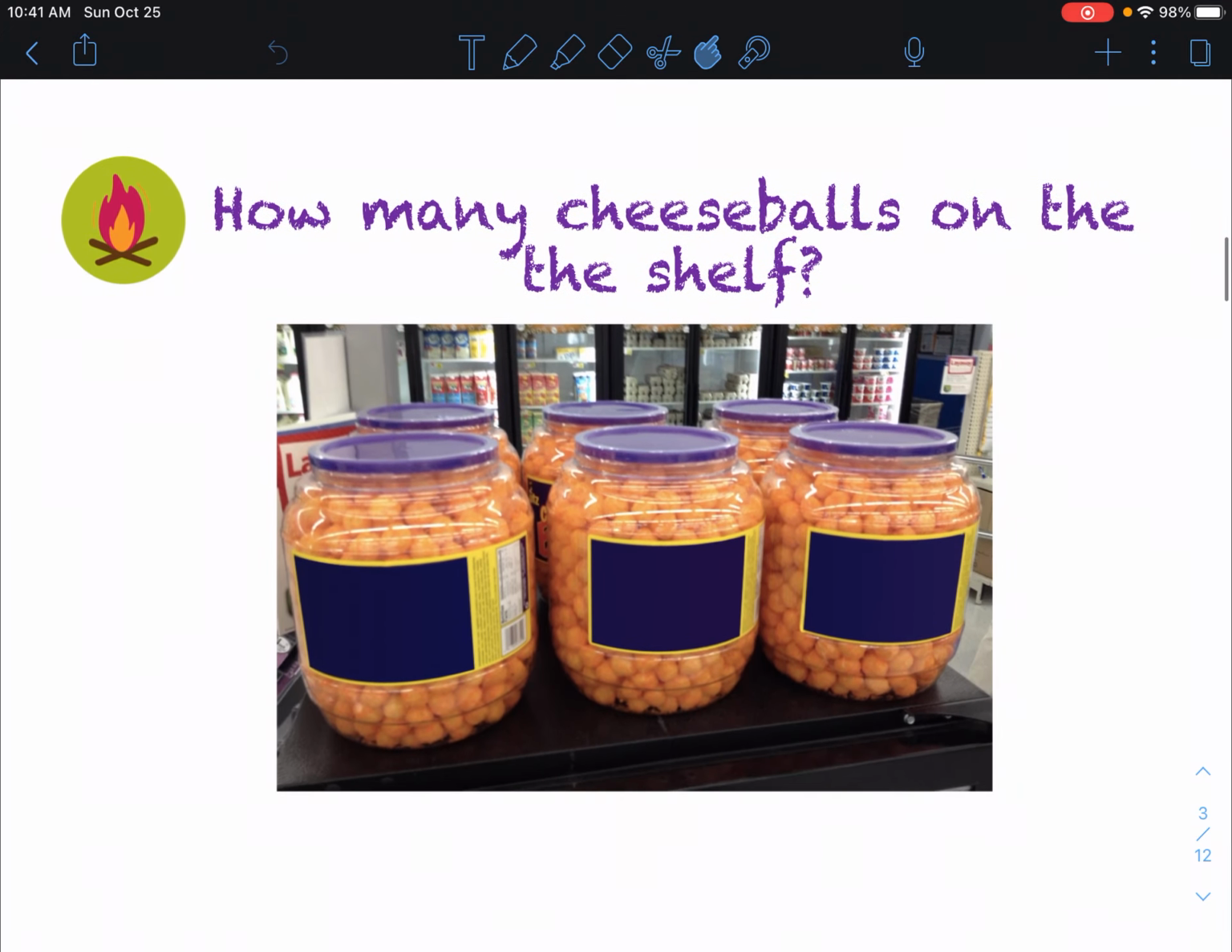Okay. To get us started today, I want you to take a look at this picture and estimate how many cheese balls are on the shelf here. We'll pause here.